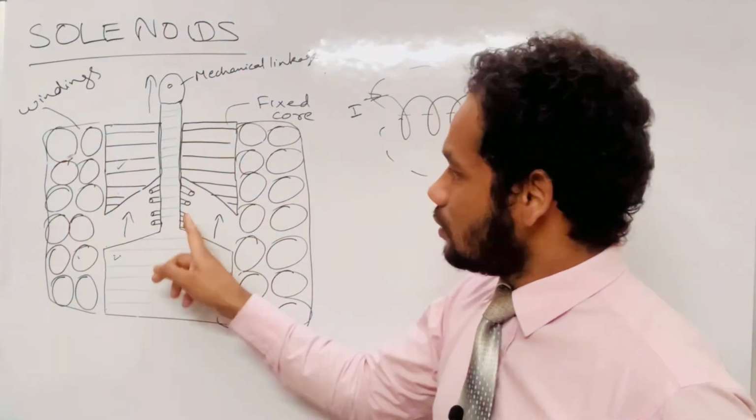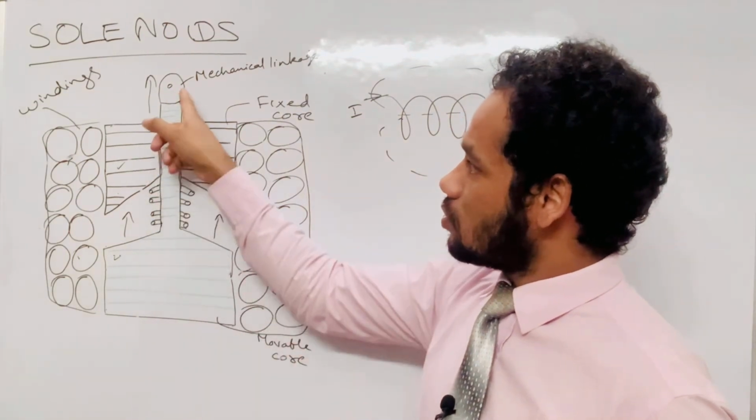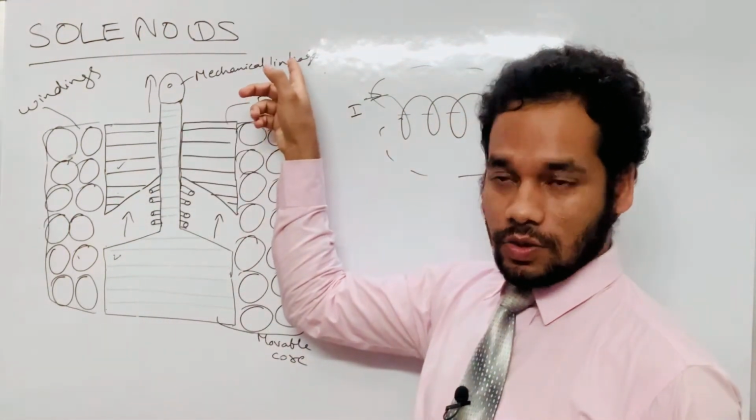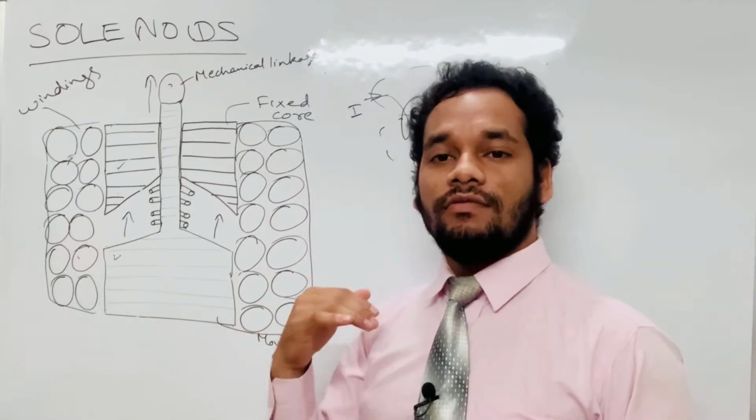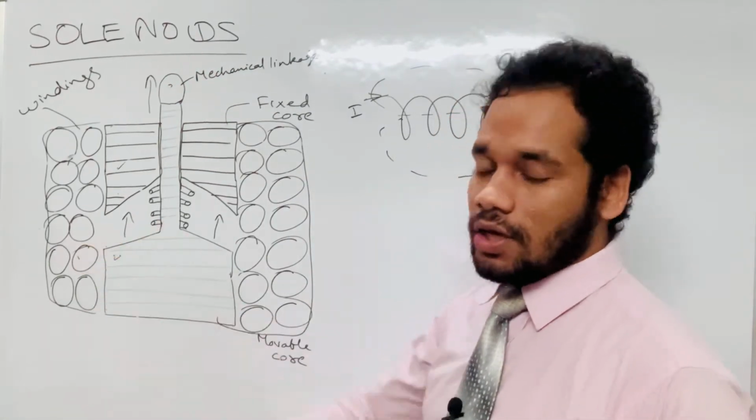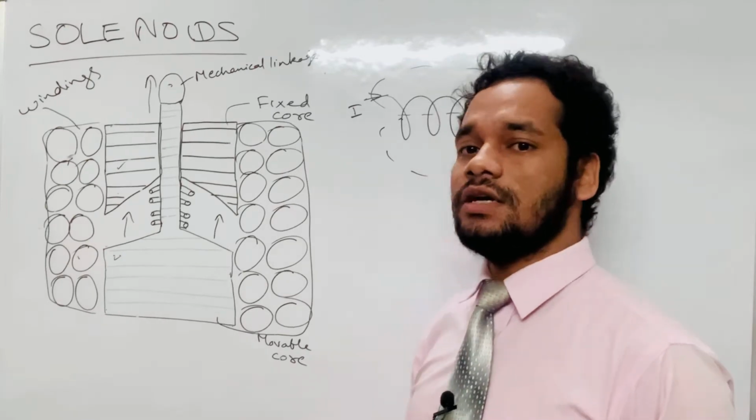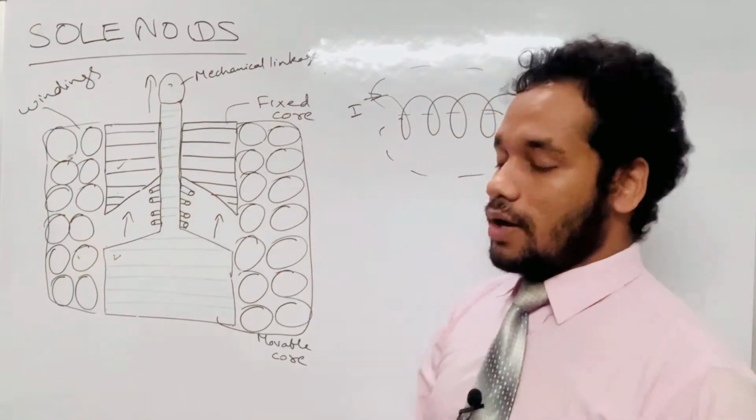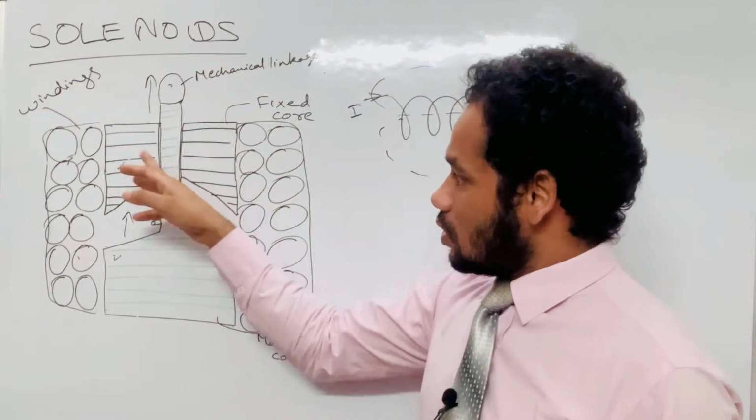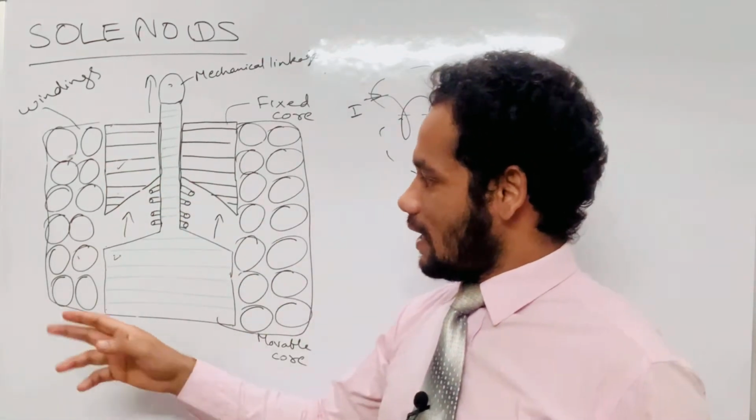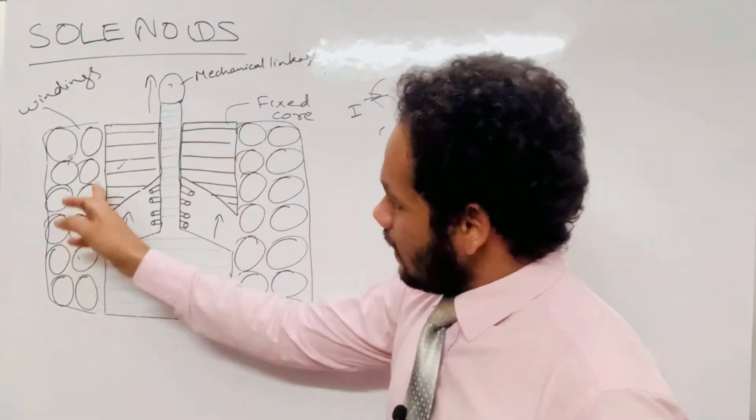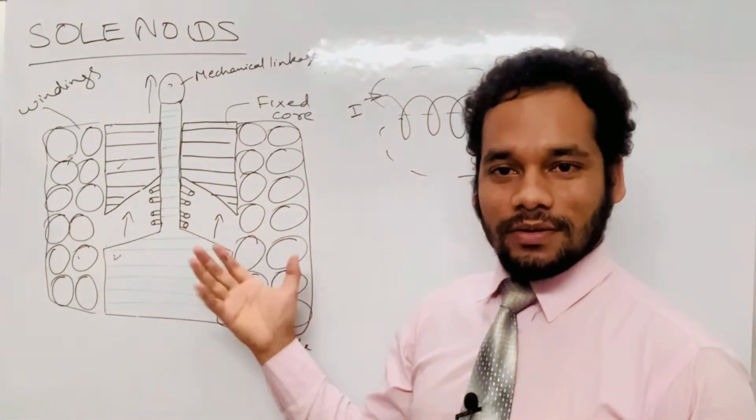The movable core is connected by means of a control rod to the mechanical linkage. This mechanical linkage, as I have told you, can be connected to any valve, switch or any mechanical unit whatever requires the linear displacement. Next, we have discussed that the core can be made of soft iron or steel, and the coils obviously will be made of copper, and obviously there will be insulation.